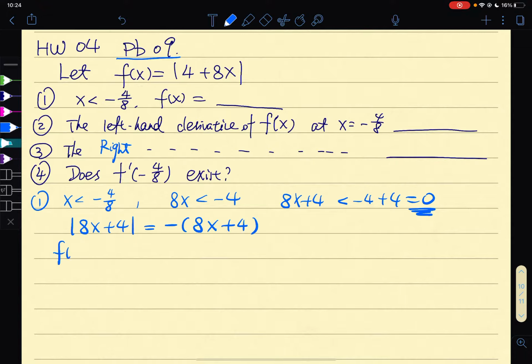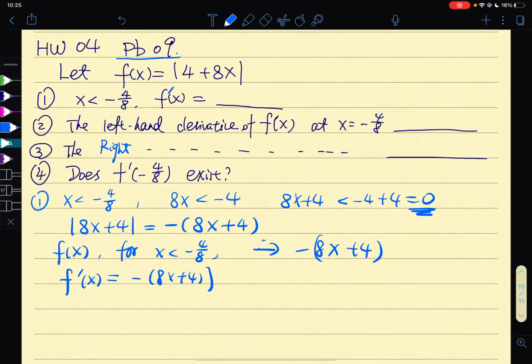Therefore, your original problem for x less than negative 4 over 8 is mathematically equivalent to negative 8x plus 4, okay? So the derivative of this function, f prime of x, for negative 8x plus 4 is negative 8 times the derivative of x plus the derivative of 4. It's negative 8 times 1 plus 0, hence it's simply negative 8.